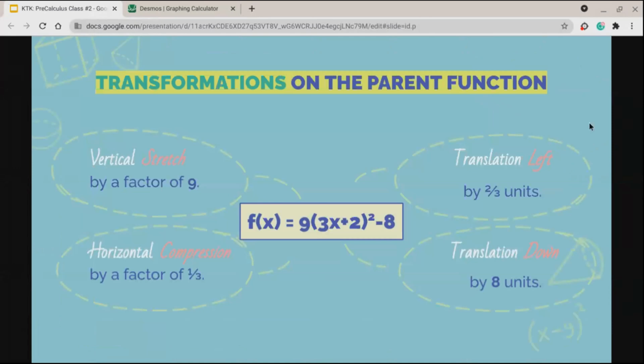So the transformations on the parent function in this particular problem would be a vertical stretch by a factor of 9, a translation left by 2 over 3 units, a horizontal compression by a factor of 1 over 3, and a translation down by 8 units. Are there any questions about these transformations at all? What the answers were for last week's homework? Are there any questions at all?